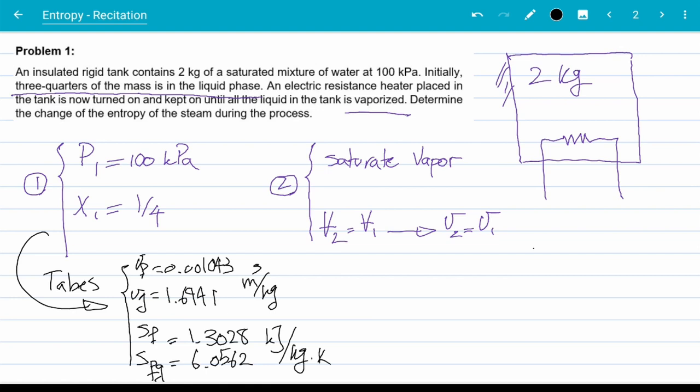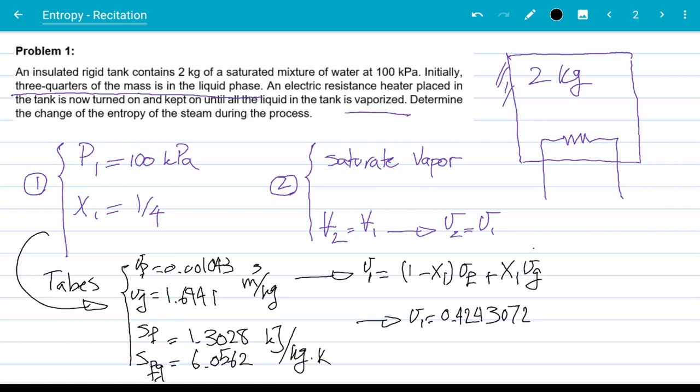Okay, now from these numbers, I can start to work towards the specific volume. So specific volume 1 is going to be (1 minus quality 1) times specific volume of saturated liquid plus quality 1 times specific volume of saturated vapor. Now plug in numbers from the tables, knowing that x1 is 1/4, I get specific volume 1 is 0.42430725 meters cubed per kilogram. I'm just writing all the digits that my calculator is giving me, so you don't have to go up with that many digits.